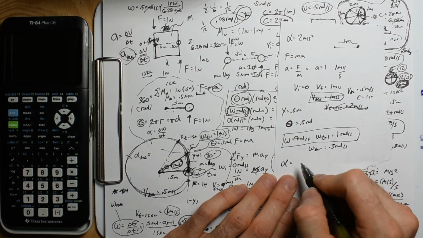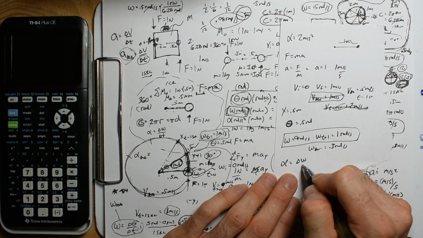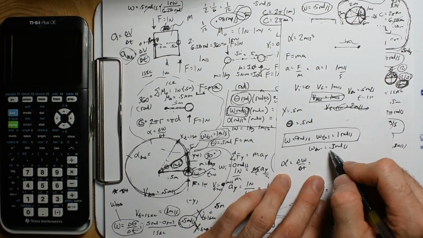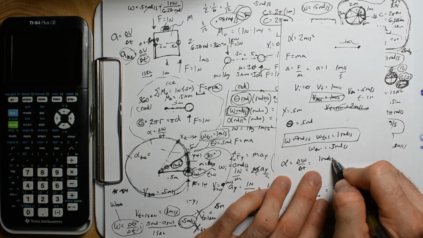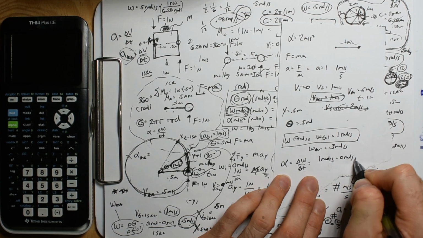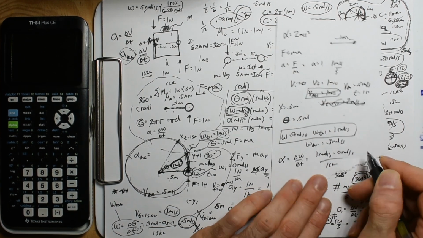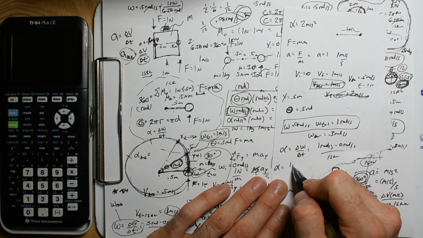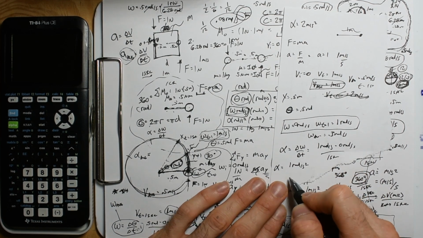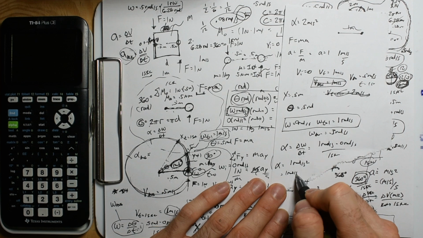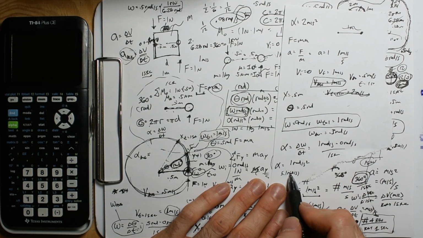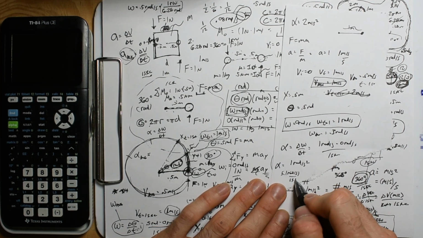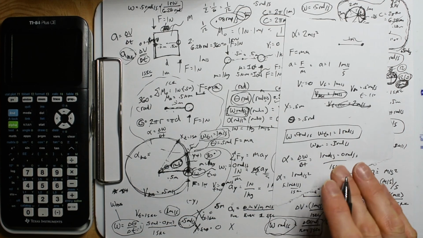And then angular acceleration is your change in omega over change in time. So we're going to have 1 radian per second minus 0 radians per second over that 1 second. So we have an alpha, or angular acceleration, of 1 radian per second squared. That's our change in angular speed every 1 second. Okay, so there you go.